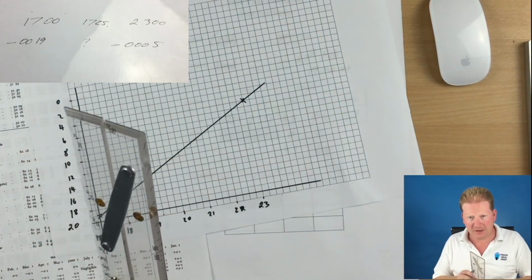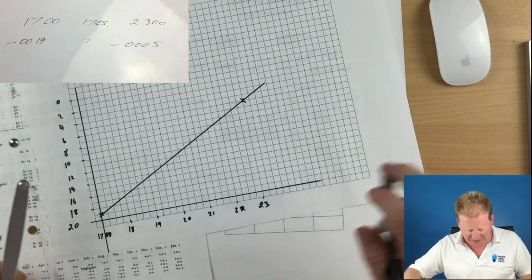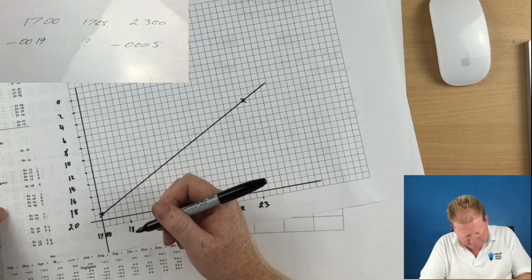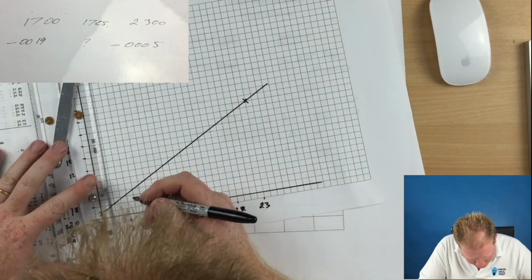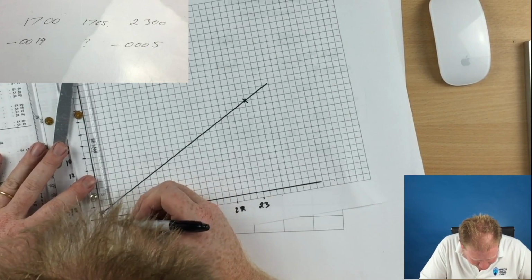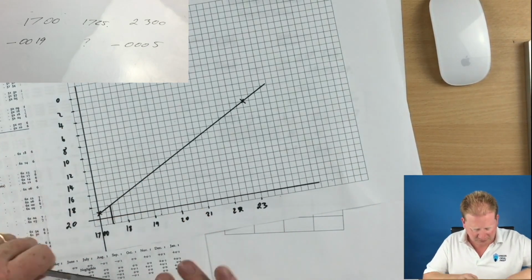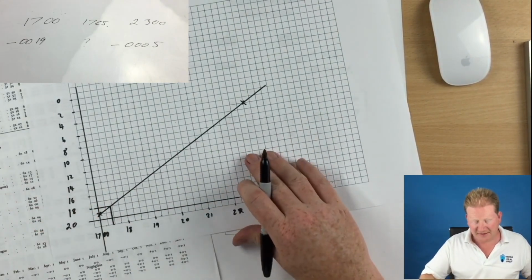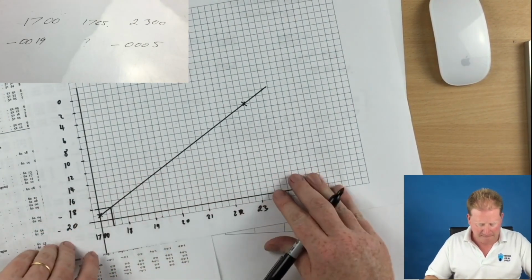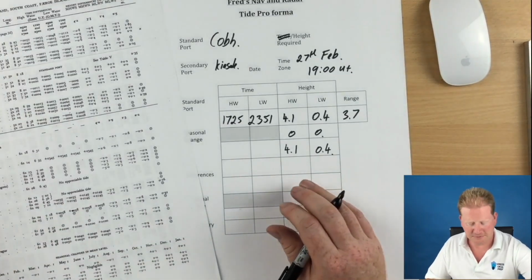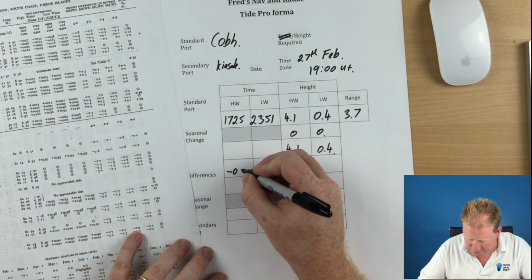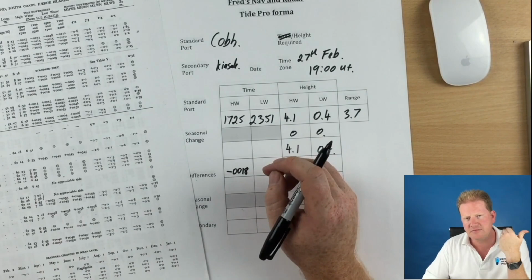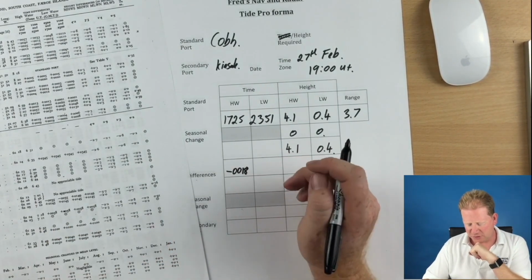Yeah, happy? We wanted to know what it was at 1725. So that's 1730 there, so it's about there. So that's going to be 18 minutes. That's minus 18 minutes. Minus 0018. So that means that high water is going to occur 18 minutes after at the secondary port.